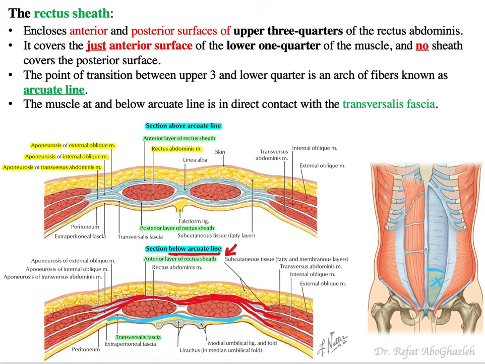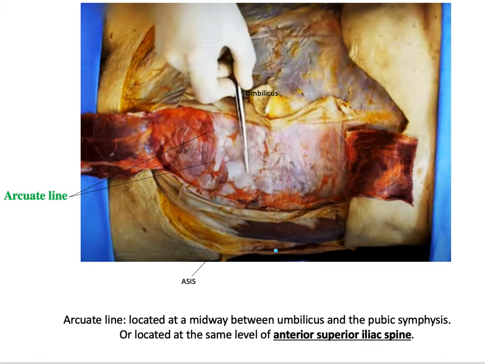Do you remember the transversalis fascia? That's located behind the muscle. That's it. And peritoneum, of course. And extraperitoneal fat. No aponeurosis. Below this line, all aponeurosis shifted to the front. That's it. Look at it here.